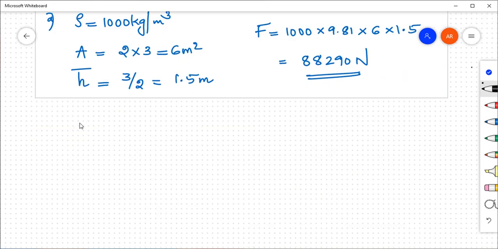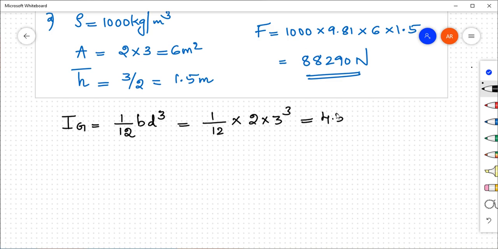Now we need to determine the position of center of pressure. For that, we should know Ig, that is moment of inertia. We know that for a rectangular plane surface, the moment of inertia is given by 1 by 12 into b d cube, which will be 1 by 12 into b is 2 and d is 3. We will get it as 4.5 meter raised to 4.